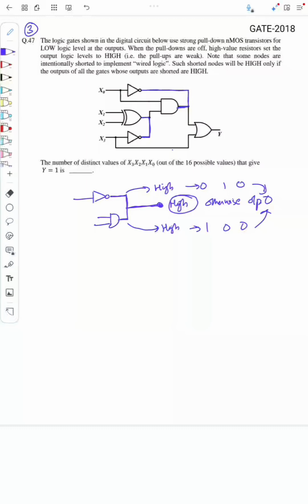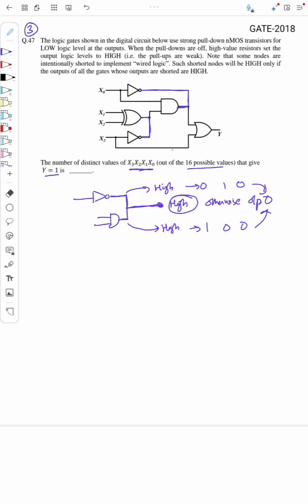Okay, now the question is the number of distinct values of x3, x2, x1, x0, that is, out of the 16 possible values, that give y equal to 1. So we need to find out of the 16 combinations of x3, x2, x1, x0, for how many of these values the output y will be equal to 1.